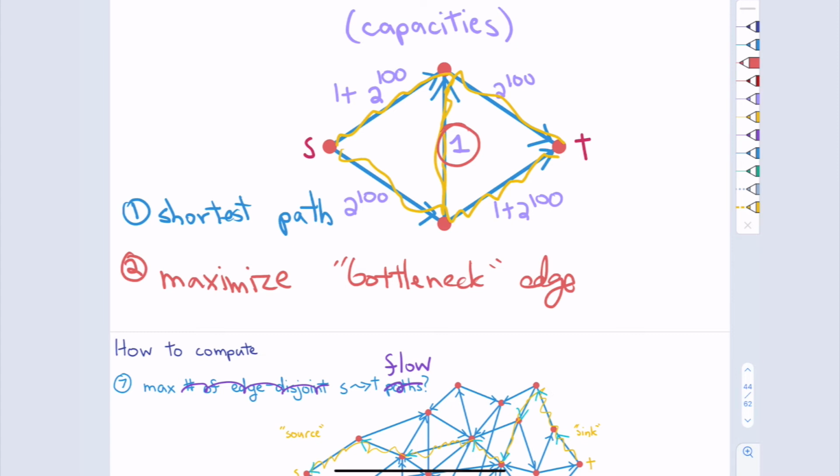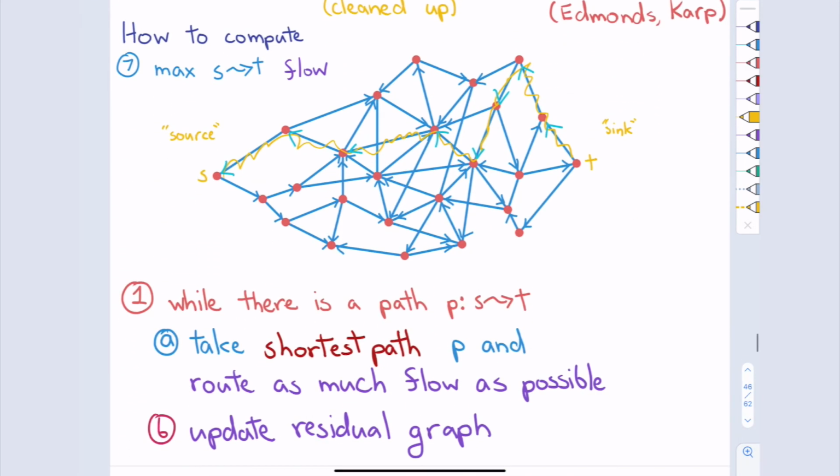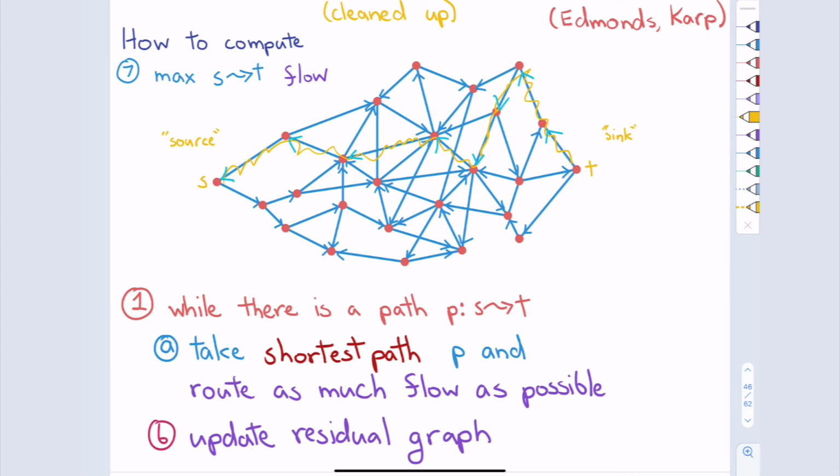So now we'll discuss this algorithm. And then the homework lays out the steps for the other one. They're going to get slightly different styles of running time. All right, so this is going to give us the cleaner analysis. So here's the algorithm. As long as there's a path from S to T, I'm going to find the shortest one and route as much flow as possible.